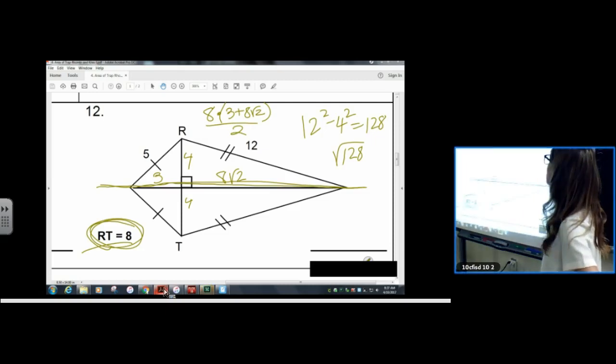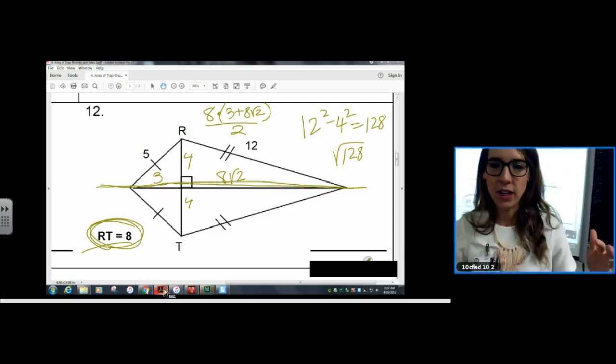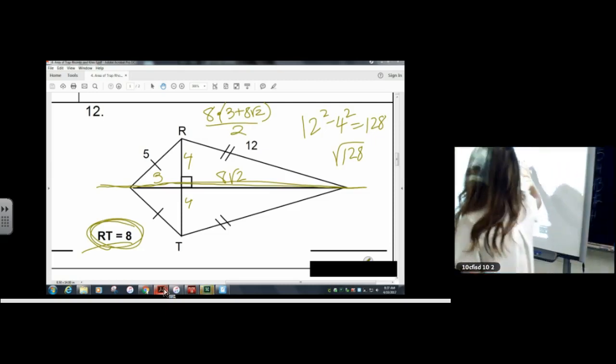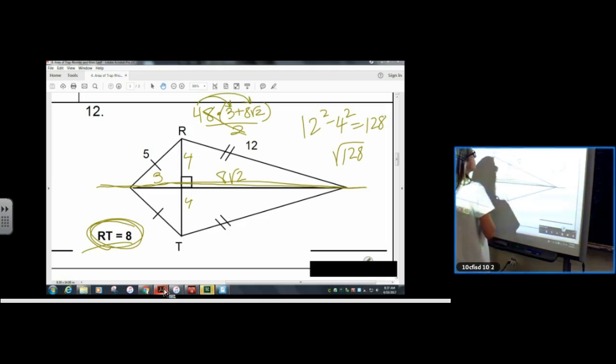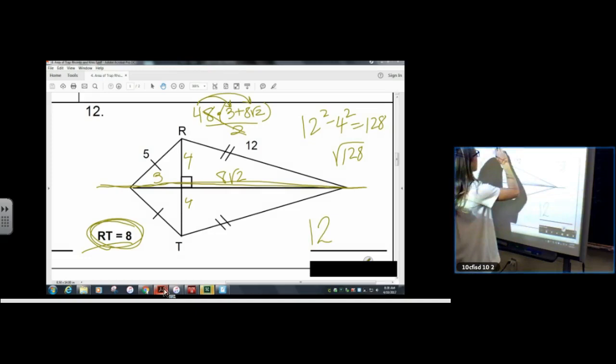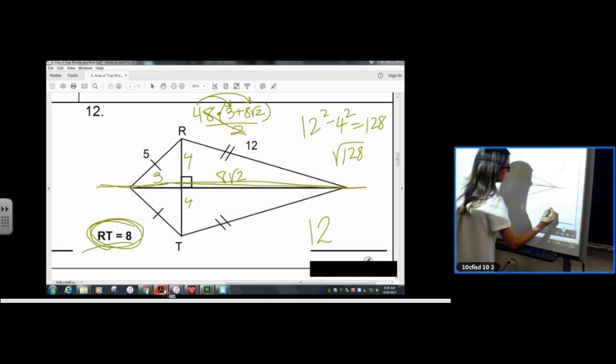All right, so what are we going to do here? What I recommend you do first is reduce right here. 8 divided by 2 is 4. And then you have to use your algebra rules, and you have to distribute that 4. 4 times 3 is 12, and 4 times 8 root 2.